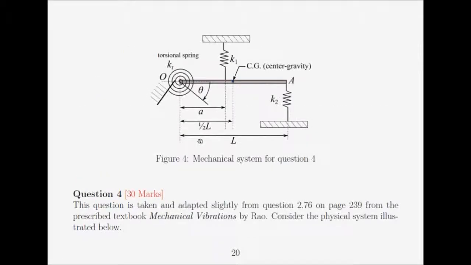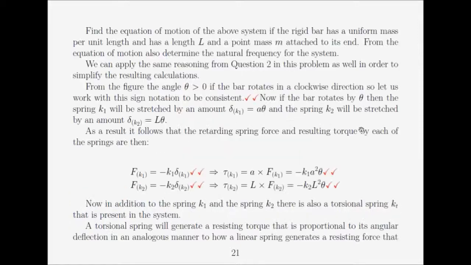Alright, now we're going to the final question, question number 4. We have a mechanical system. You've seen this type of system before. We'd like to analyze it. What are the main features? We've got a rod, we've got a helical spring, it is rotating by some angle, there's a spring on one side, there's a spring on the other side, there are a few geometry parameters, and we have to work out the equation of motion for the system.